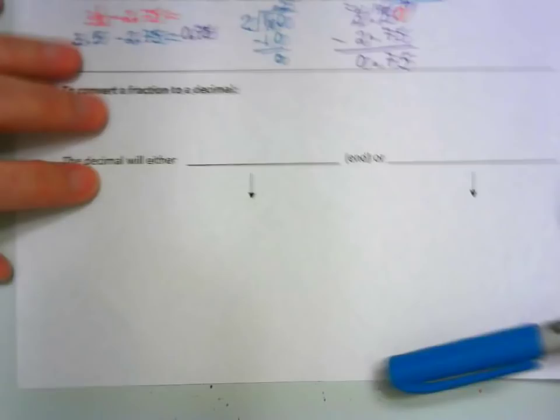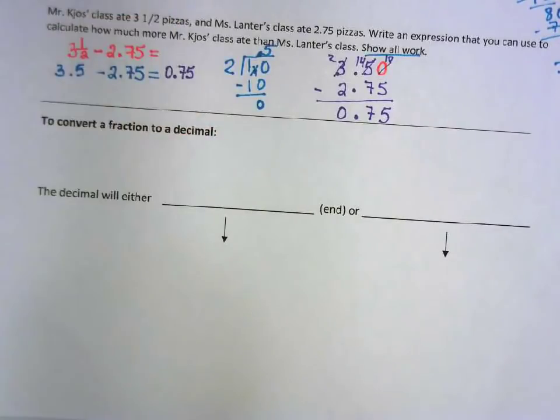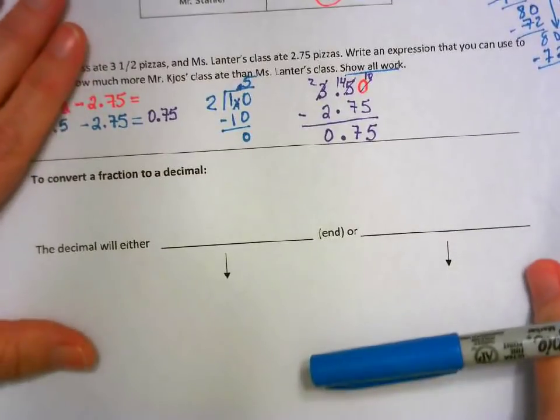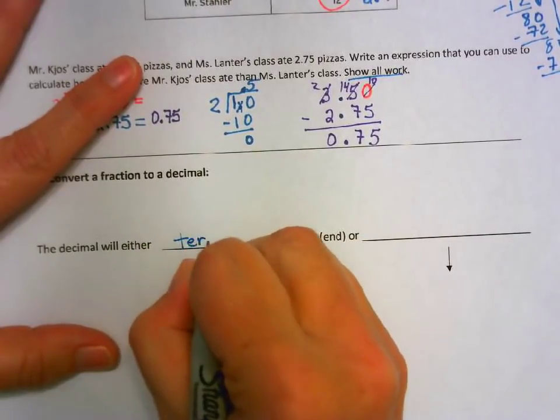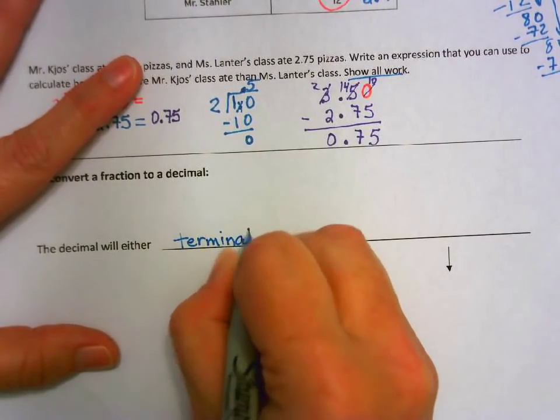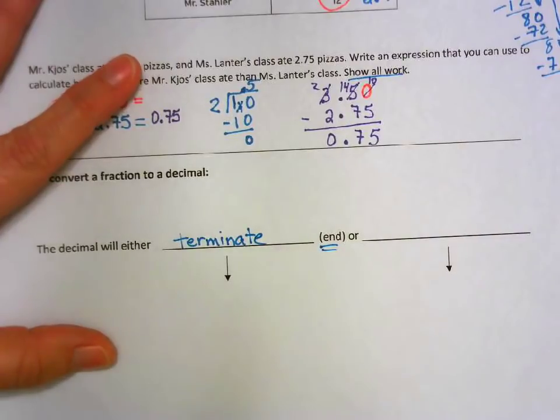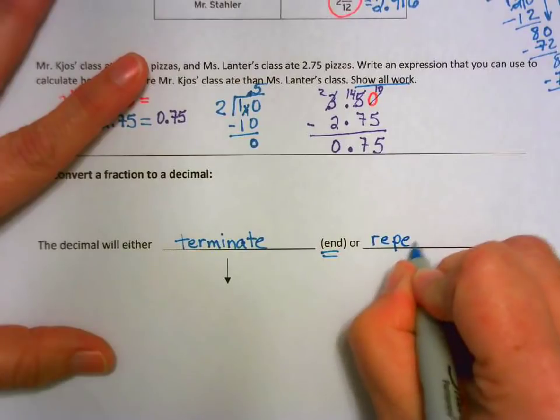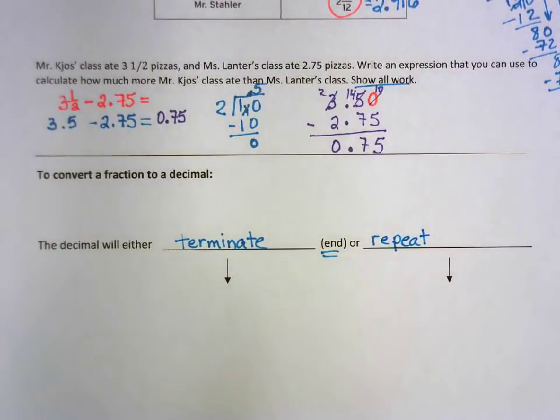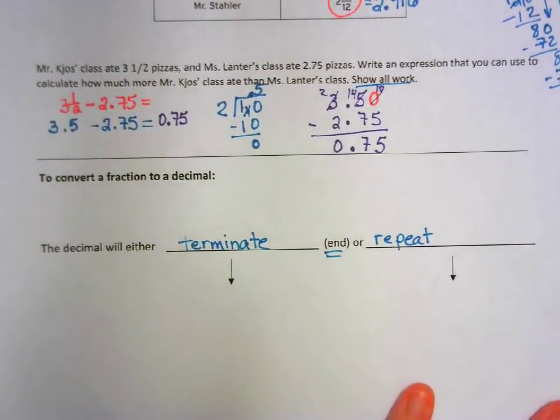So let's summarize with a few notes down here. When I am converting a fraction to a decimal, one of two things is going to happen. The decimal will either terminate or end, and I already have that there, or it will repeat. I have to keep doing the long division until one of these things happens.